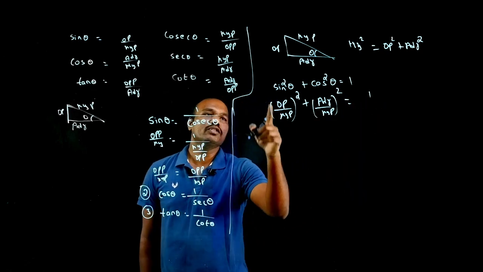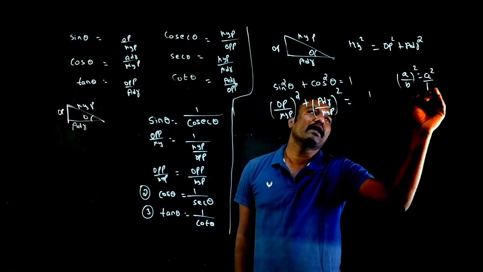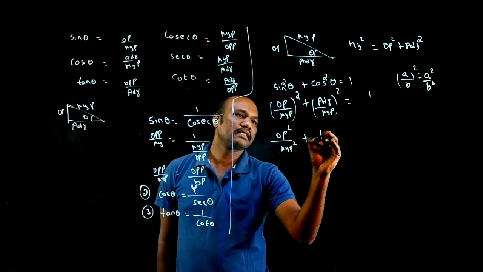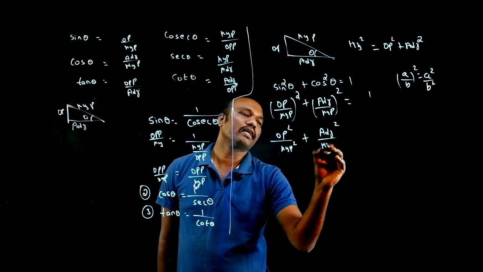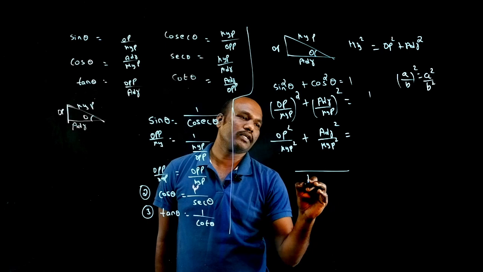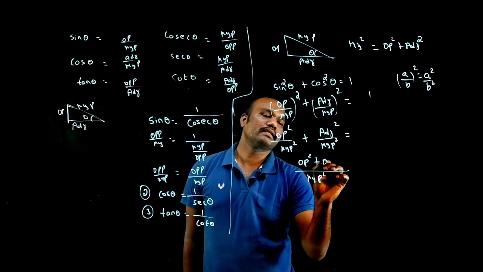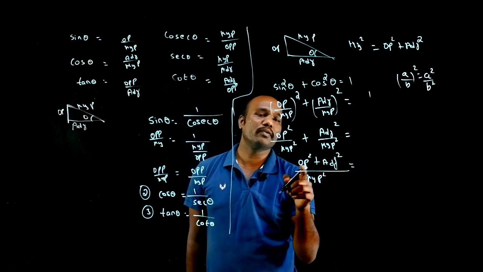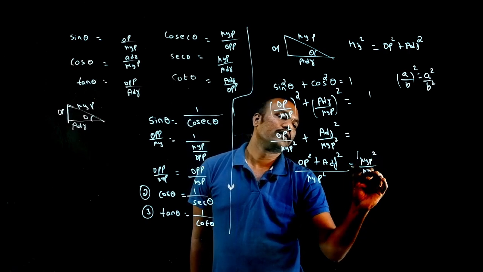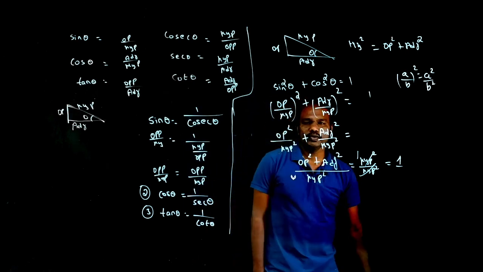Let's see. See, a by b whole square is a square by b square. So opposite square by hypotenuse square plus adjacent square by hypotenuse square, right? Since both the denominators are the same, the denominator will be hypotenuse square. Opposite square plus adjacent square. Opposite square plus adjacent square is what? Hypotenuse square by hypotenuse square. Hypotenuse and hypotenuse get cancelled. What do we get? 1. That is what we had to prove. Yes or no? Yes. Okay.